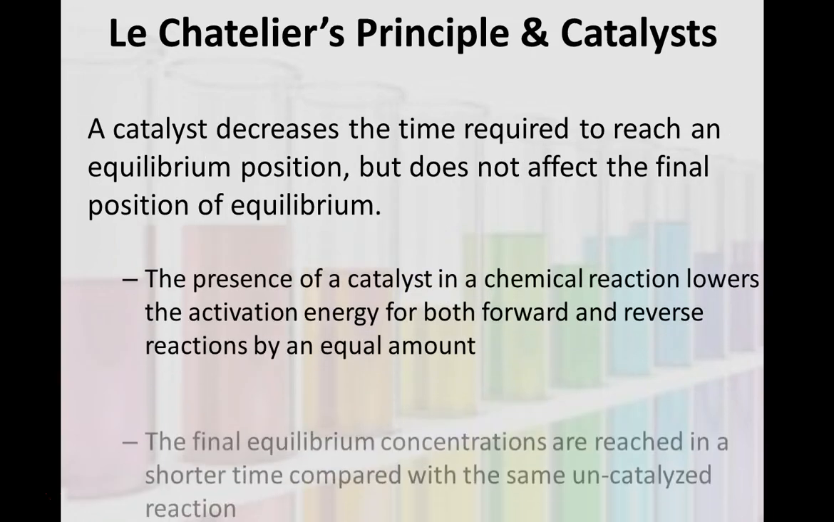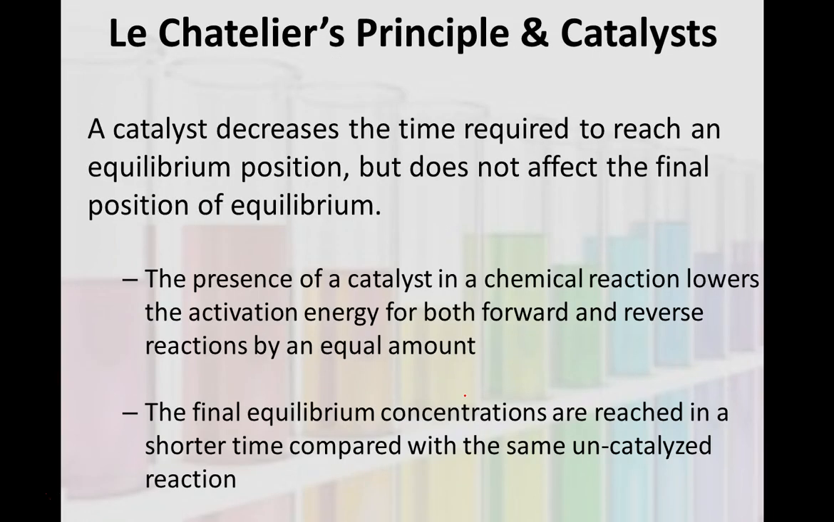Last one then. Where's my slide that I want? Oh, I just didn't highlight. So catalysts decrease the time required to reach equilibrium, but they don't affect the equilibrium position. So if I add a catalyst, nothing would change in terms of the quantity of any reactant or product. It just lowers my activation energy. And so my equilibrium constant would also not be affected.